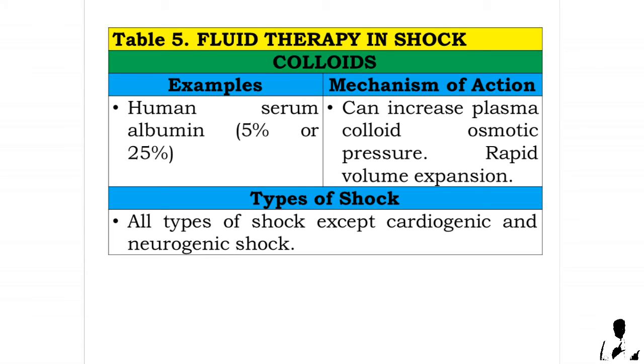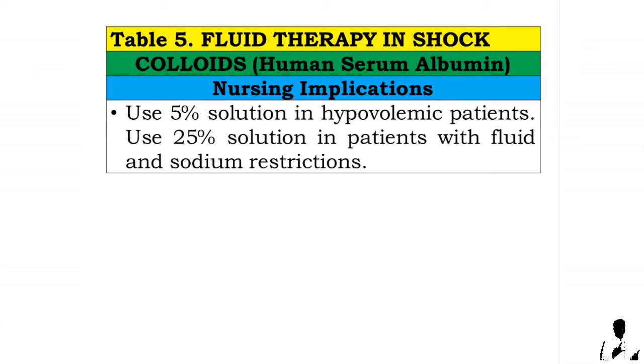Next fluid is colloids. An example of colloid is 5% or 25% human serum albumin, which can increase plasma colloid osmotic pressure for rapid volume expansion. And this is used in all types of shock, except cardiogenic and neurogenic shock. Take note of this one: use 5% solution in hypovolemic patients. Use 25% solution in patients with fluid and sodium restrictions.